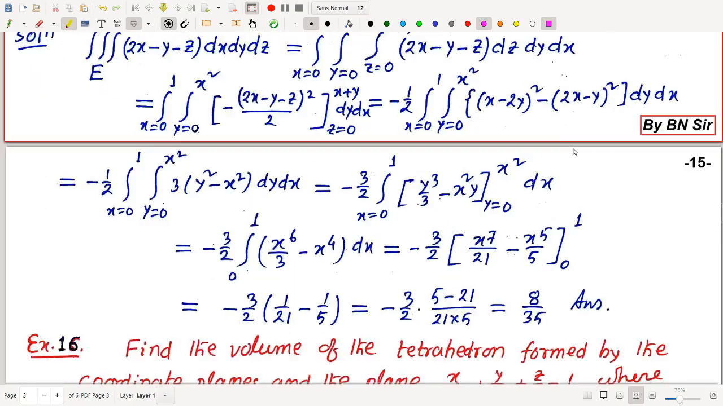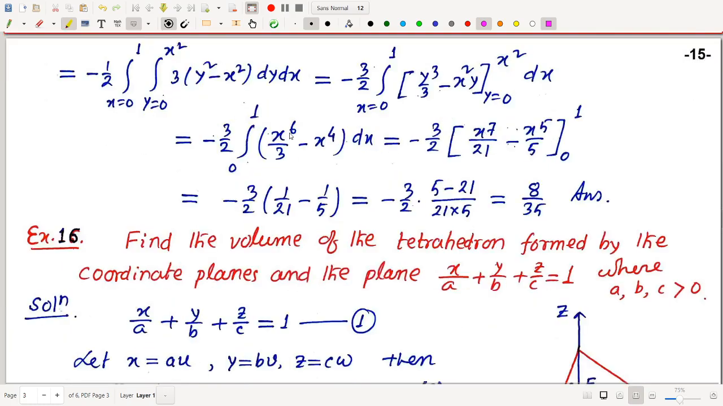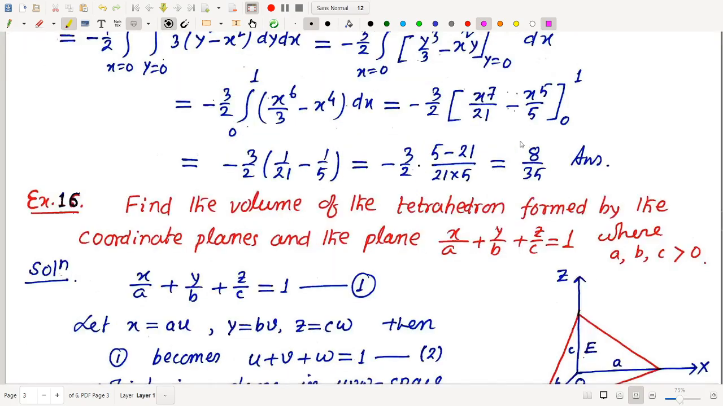Now if we simplify this, breaking the square, we get 3y square minus 3x square, means 3 into (y square minus x square) dy dx, 3 taken out, minus 3 by 2. Integrating y square gives y cube by 3 with respect to y, x square is constant, so it is just x square y. Now if we put y as x square, we get x to the power 6 by 3 minus x to the power 4. Again if we integrate, x to the power 7 by 7 means it will be 21, minus x to the power 5 by 5, 0 to 1. So finally it is 1 by 21 minus 1 by 5, upper limit 1, lower limit 0. Simplifying, we have got 8 by 35.